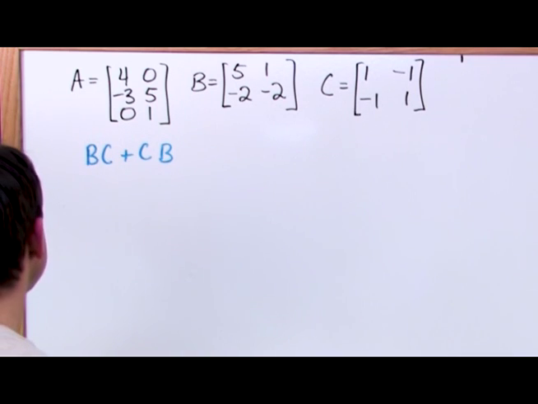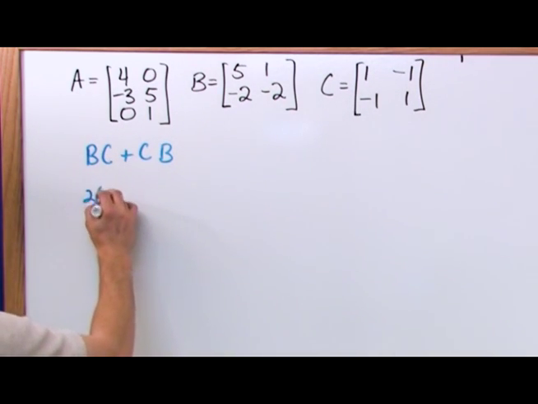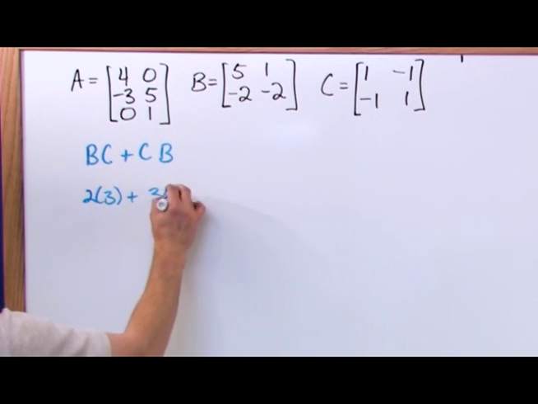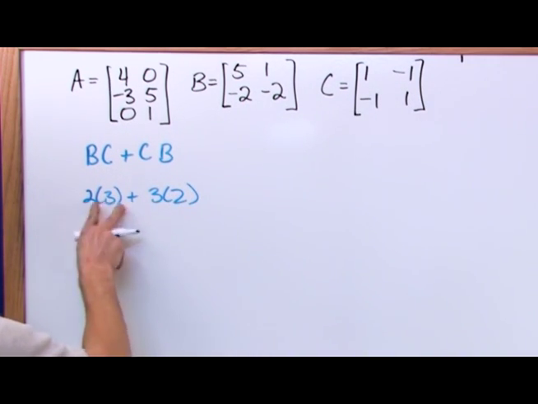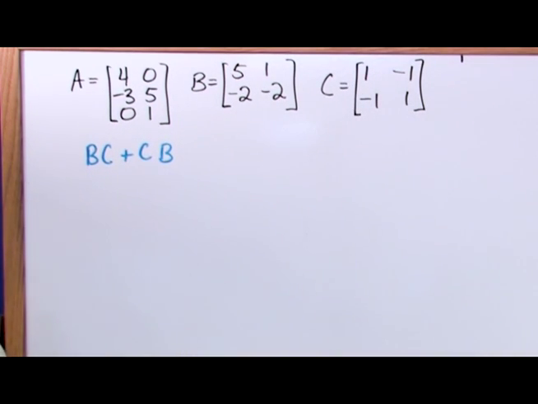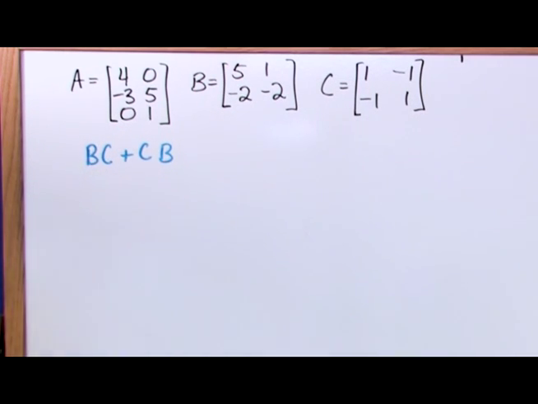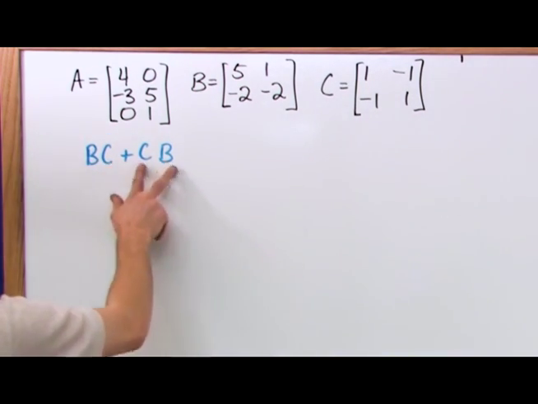So the first thing you're going to do, just like if this were numbers, 2 times 3 plus 3 times 2, you know that you do the multiplication first and then you add the results. So you know that because you've been doing algebra for a while. It's the same thing with matrices. You want to do the matrix multiplication first and then you add them together at the end. So what we want to do is find B times C plus C times B.